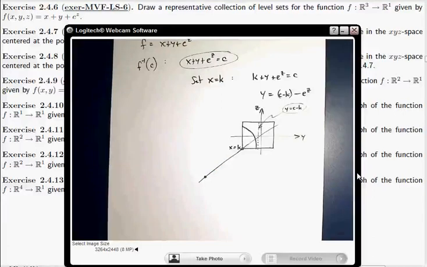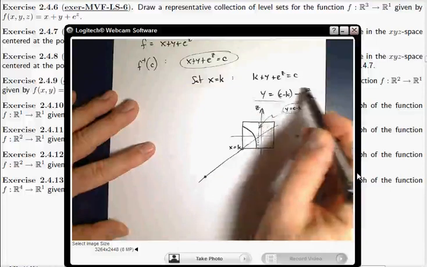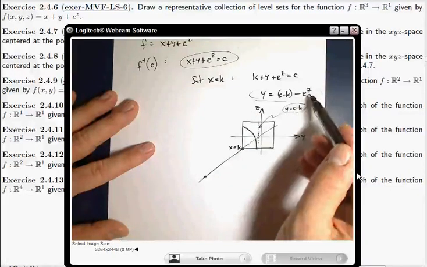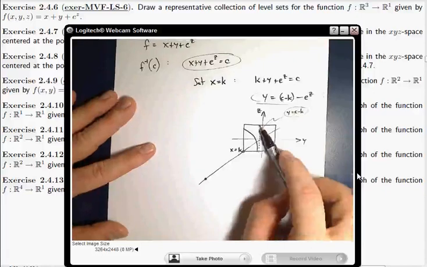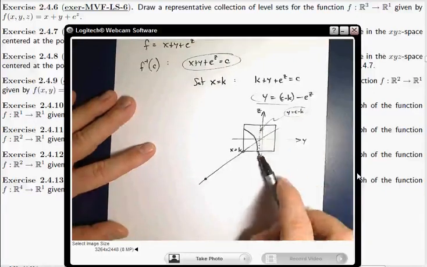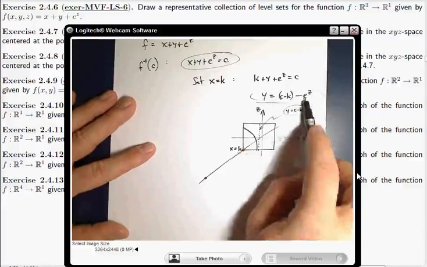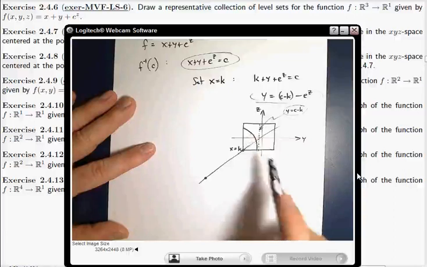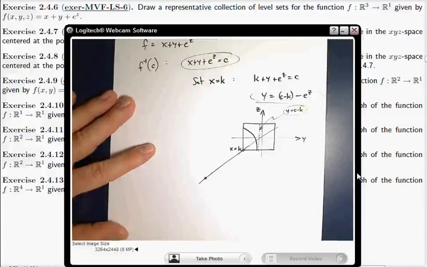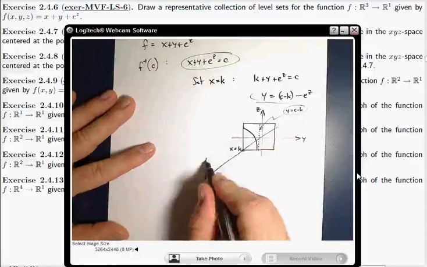So what's the dotted line then? I notice that this equation looks a lot like this equation except for this exponential. And so I drew this first because it's easy. It's just a straight line, y equals c minus k, sitting inside of that cross-section. And then I subtract the exponential to get the actual curve I care about. Okay.